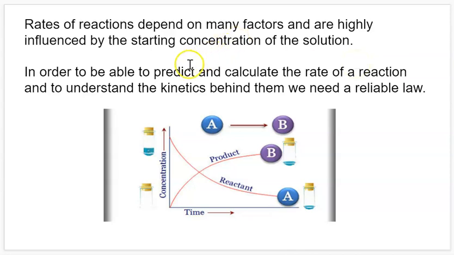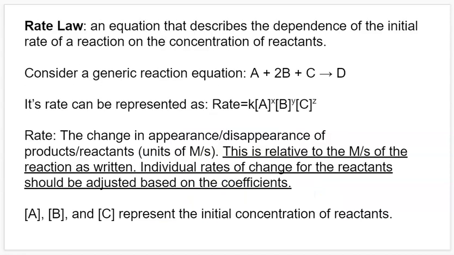So in order to be able to predict and calculate the rates of a reaction and understand the kinetics, we're going to need a reliable law that relates all of these different components. And a good candidate for that is something called a rate law, which is an equation that describes the dependence of initial rates of reaction on the concentration of the reactants. So say we had this generic chemistry equation here. We have A plus 2B plus C making D.